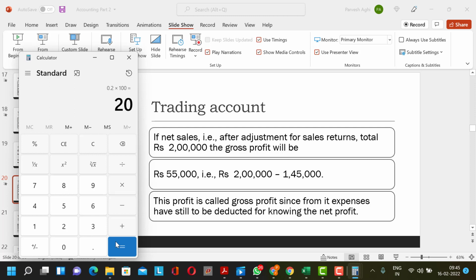Suppose you bought some goods at 100 rupees and you sold them at 150 rupees. So what is your profit margin on cost?